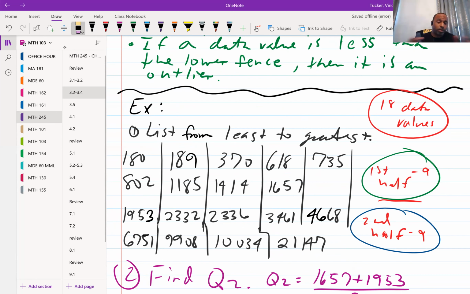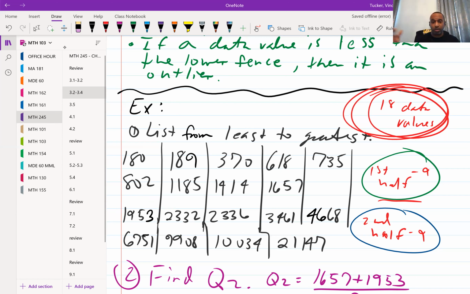So I just went ahead and wrote the data set from least to greatest. But of course, they don't have to give you the data set from least to greatest. Now, also what I do is I count my number of data values. That's what I did right here. I have 18 data values. So when I list them from least to greatest, I go ahead and break them up into halves. If I have 18 data values, I write out 9 and then write out the other 9. And that's what I did here.